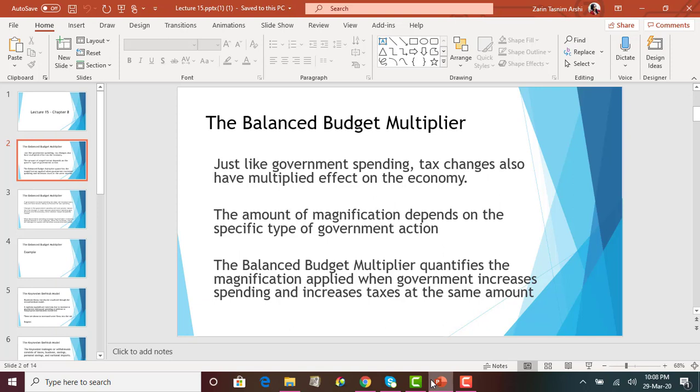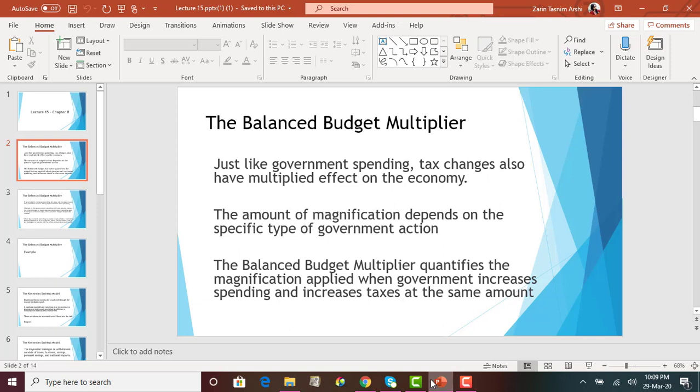The difference between the increase in output because of government expenditure and the decrease in output because of the taxes is given by the balanced budget multiplier, and is known as the net impact on the output.